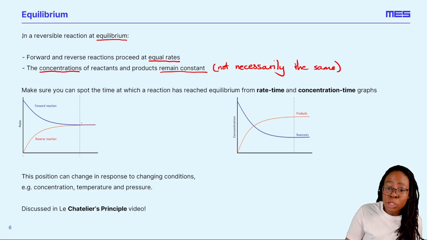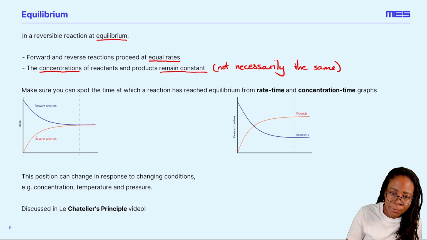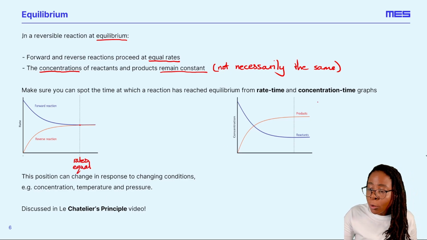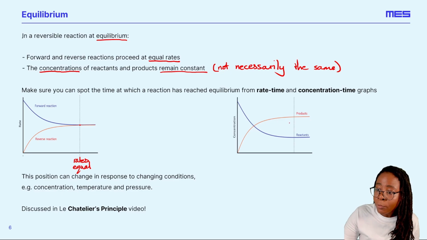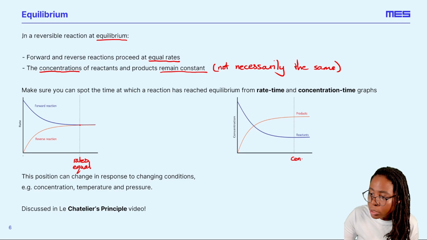You need to be able to spot the time at which a reaction has reached equilibrium based on a rate time graph, so that's the one at the left. That's when the rates are equal to each other. And from a concentration time graph, which is where the lines become horizontal because the concentrations remain constant.